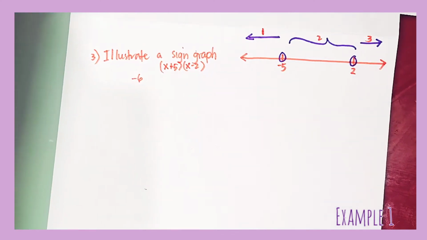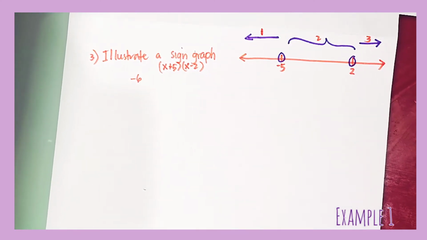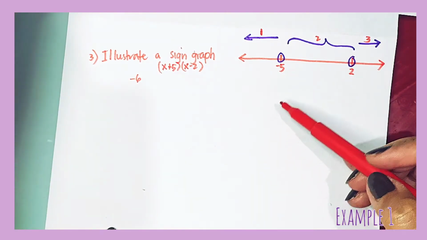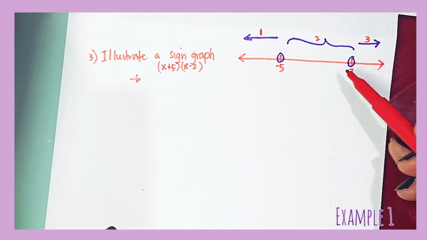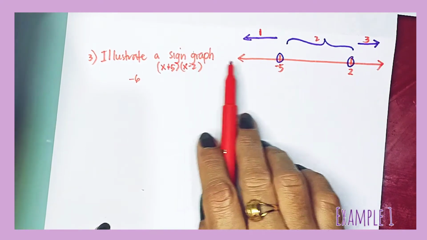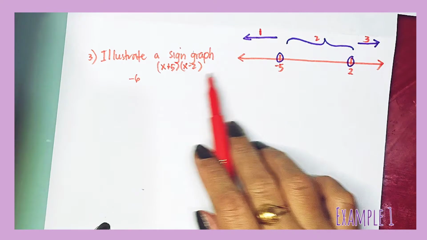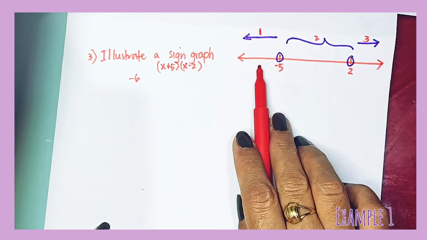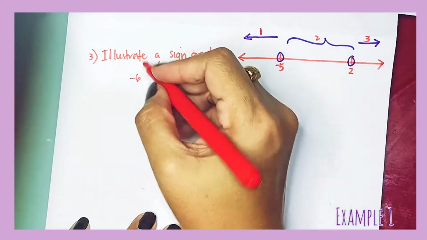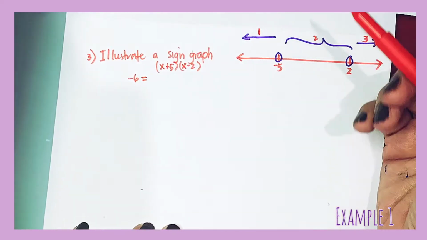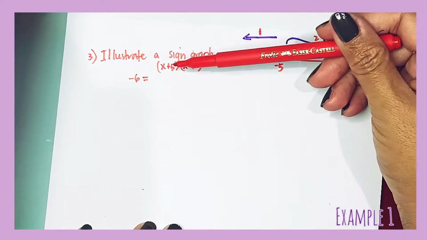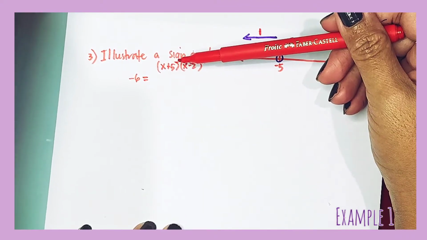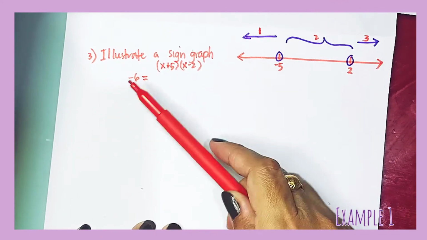Now, what will we do with these particular areas? We take one example number from each region. So, for example, from region 1, negative 6 is located in region 1, because from negative 5 going to the left, there is negative 6. With this negative 6, we substitute it into the given factors, but only with the signs. So for example, negative 6.